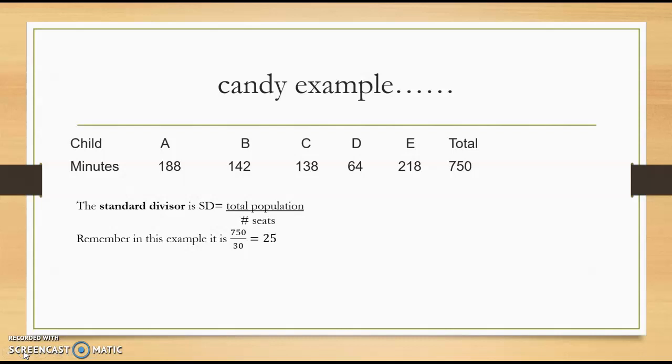find a standard divisor. The standard divisor is the total population, so we add all of the minutes in this case, divided by the number of seats. The seats in this case are the pieces of candy. That's what we're dividing. So in this example, we have 750 minutes divided by 30 pieces of candy. That gives us 25 as our standard divisor.